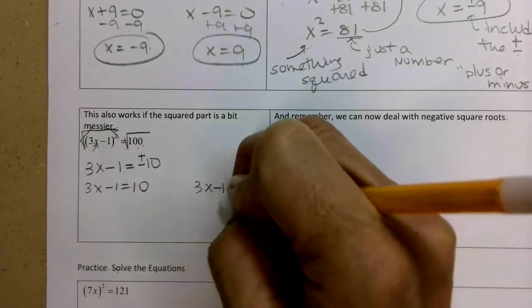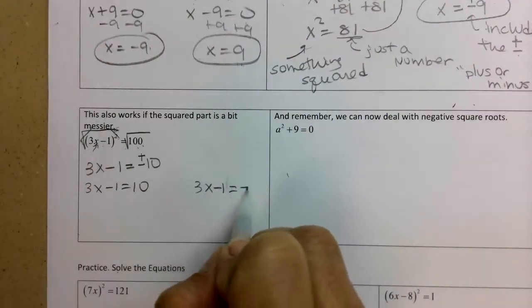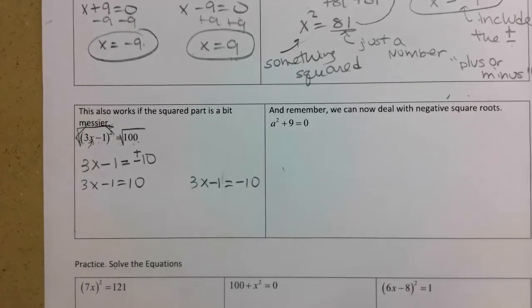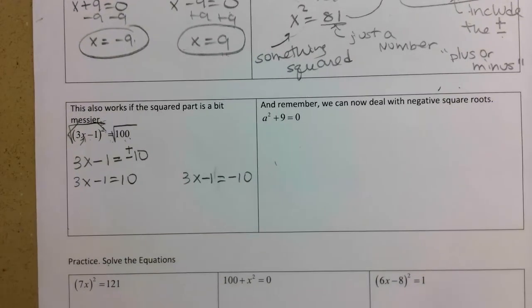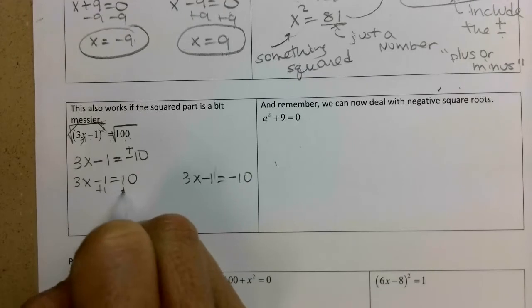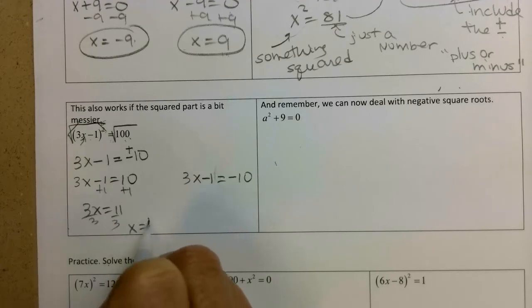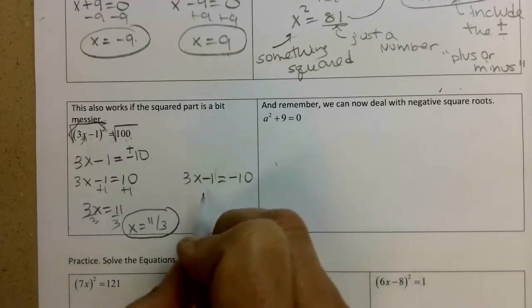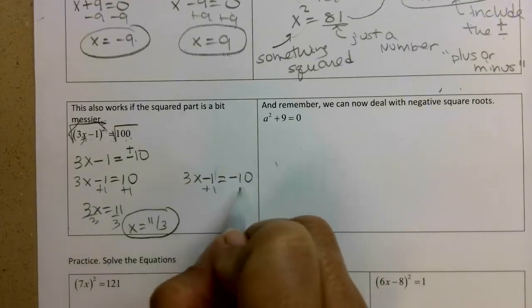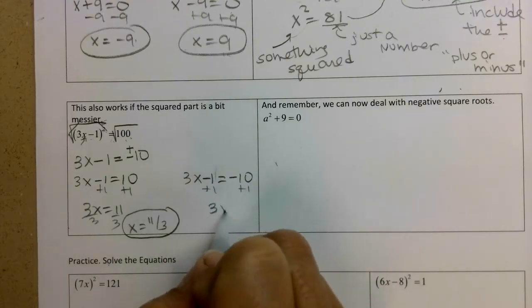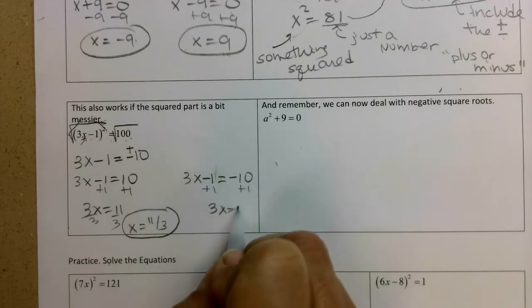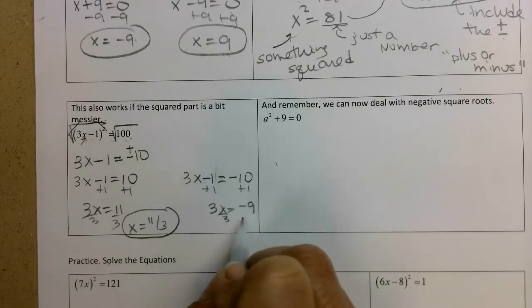And write another equation equals negative 10. And then we'll just solve each of these independently. So add 1. So 3x equals 11. Divide by 3. So x equals 11 thirds. Perfectly fine answer. And then solving the second equation, add 1, add 1. So 3x, so negative 10 plus 1 is negative 9. And then divide by 3, so x equals negative 3.